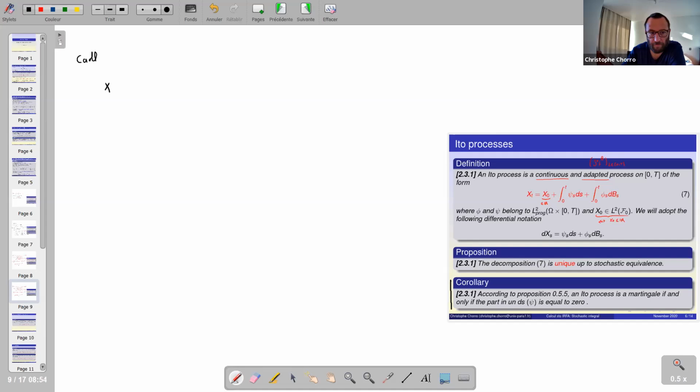Corollary 2.3.1. So if I have an Ito process having this form, okay, I have this Ito decomposition. And if I suppose that I am a martingale, okay, then necessarily this part is equal to 0. So if you have an Ito process that is a martingale, this Ito process will be a martingale if and only if I don't have this part here. So it's an equivalence to prove.